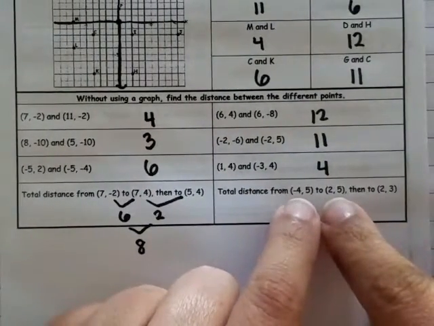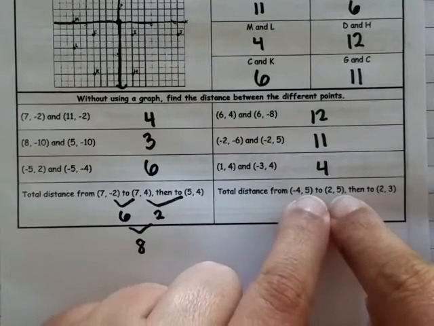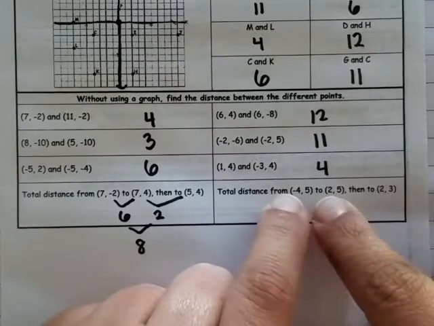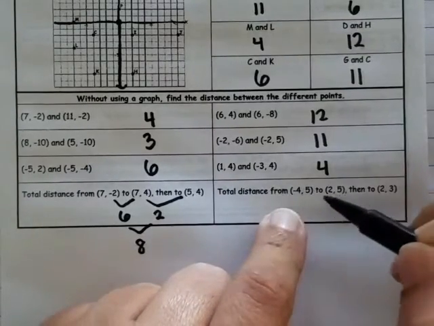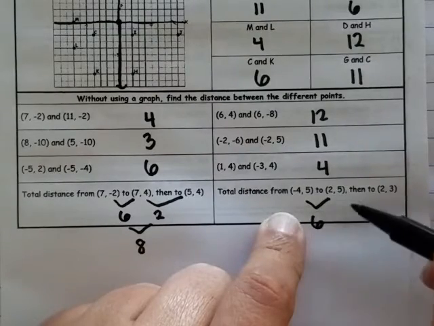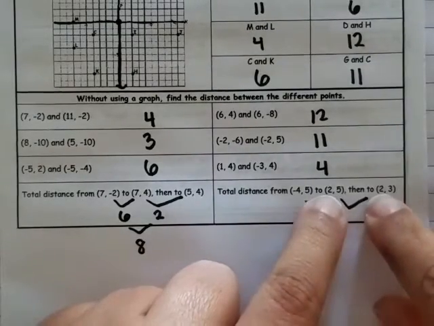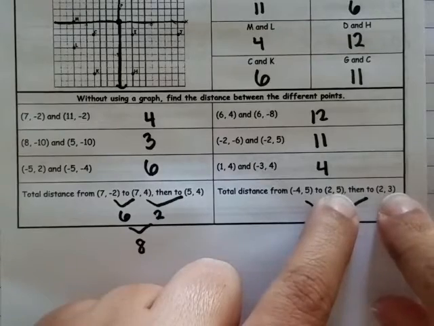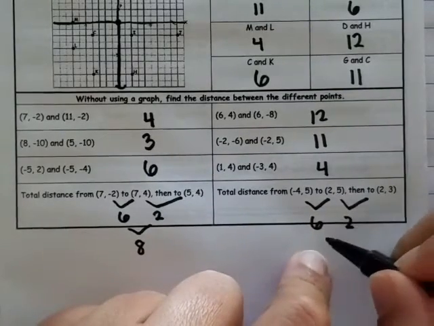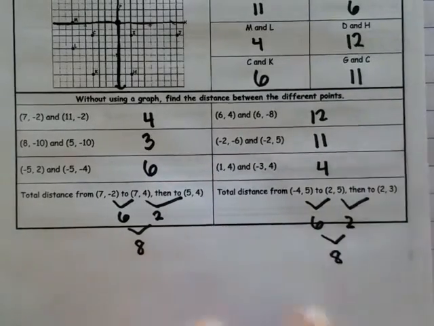Total distance, so the y values are the same, so we're going to look at the x values. That's a distance of 6, because negative 4 to 2 is 6. And then the x values are the same, so we're going to look at the y values. From 5 to 3 is 2. And then 6 plus 2 gives me 8.